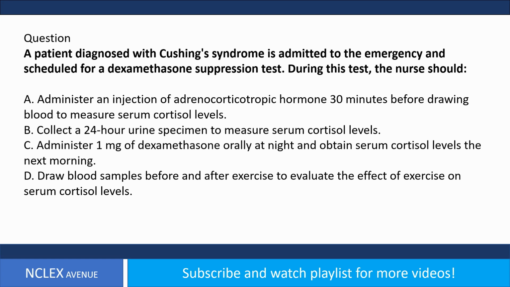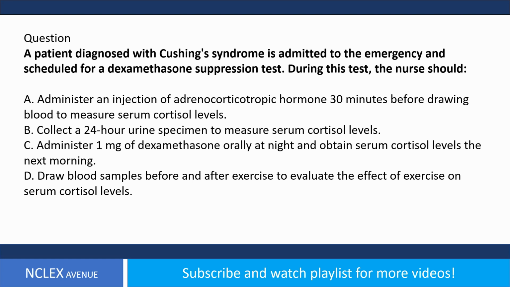C. Administer 1 mg of dexamethasone orally at night and obtain serum cortisol levels the next morning. D. Draw blood samples before and after exercise to evaluate the effect of exercise on serum cortisol levels. Answer. Choice C is correct.